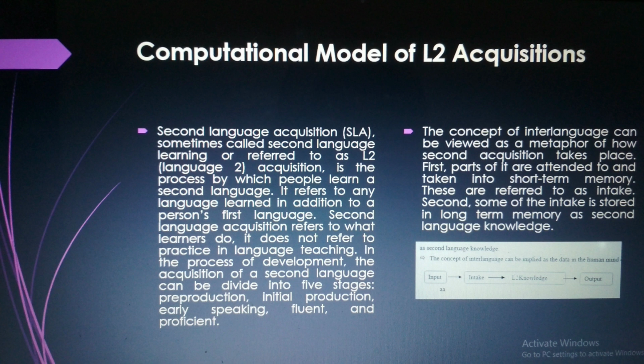metaphor of how second language acquisition takes place. First, parts of it are attended to and taken into short-term memory. They are referred to as intake. Second, some intake is stored in long-term memory as second language knowledge.